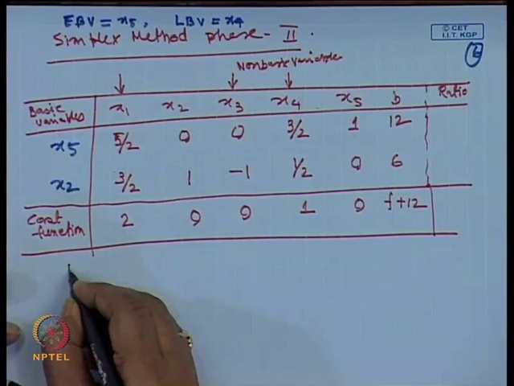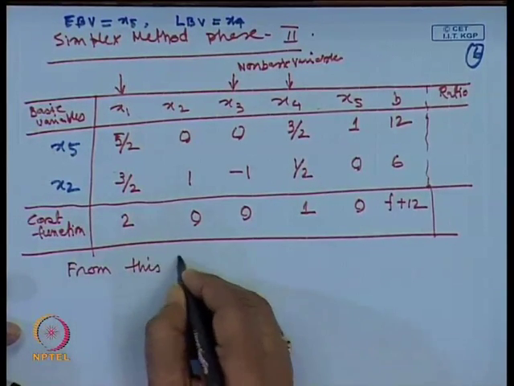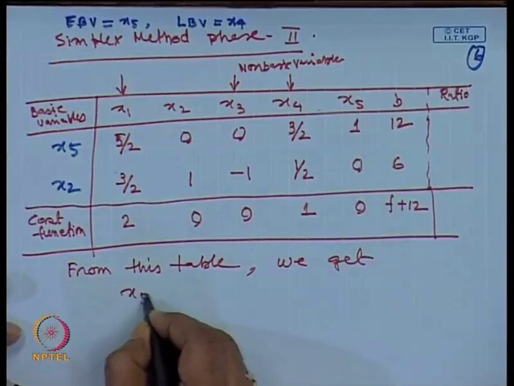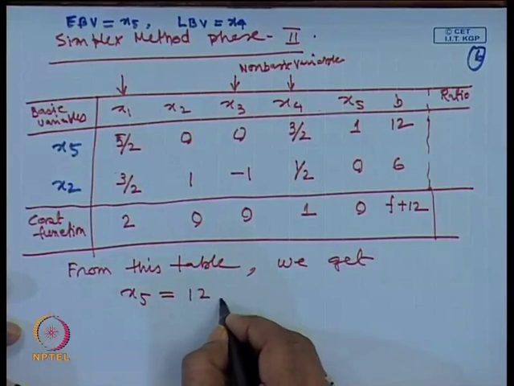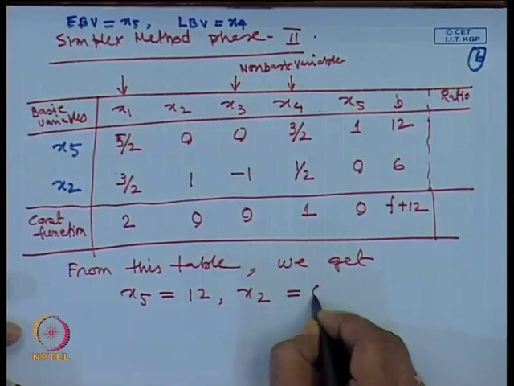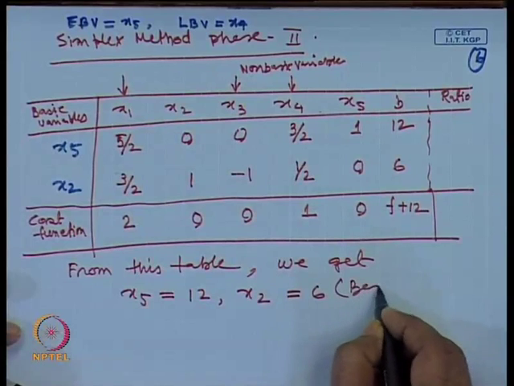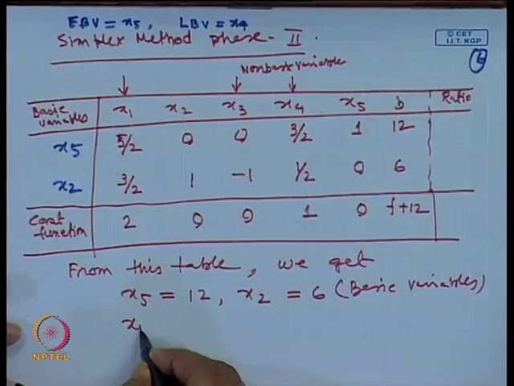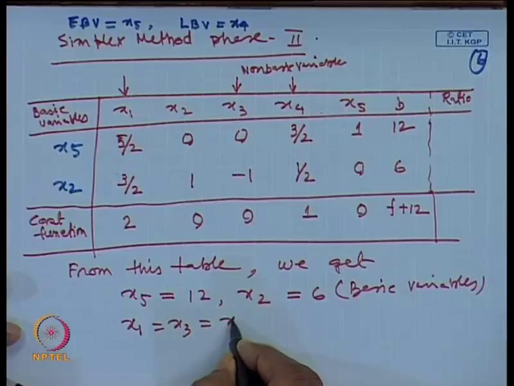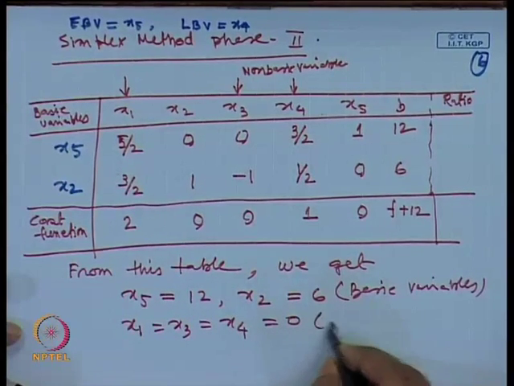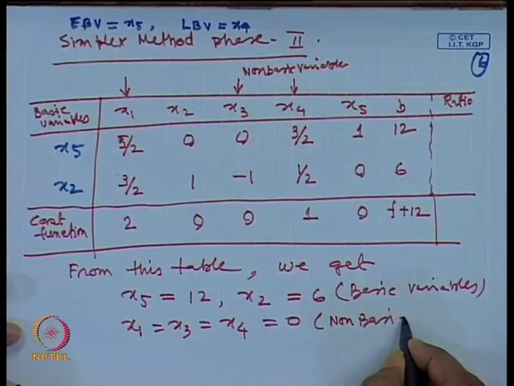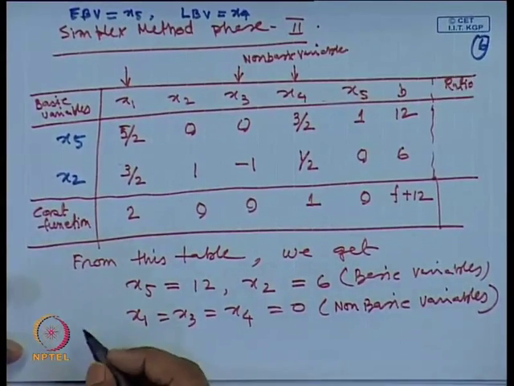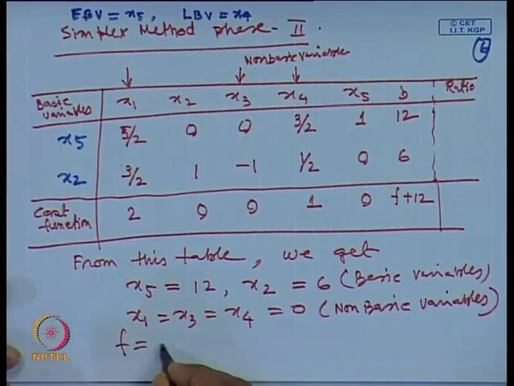So, from this table we get x 5 is equal to 12, x 2 is equal to 6, in a similar manner. Agree? These are the basic variables. And what are the non-basic variables? X 1 is equal to X 3 is equal to X 4 is equal to 0 are the non-basic variables. Agree? Then what is our function value? Function value is -12.